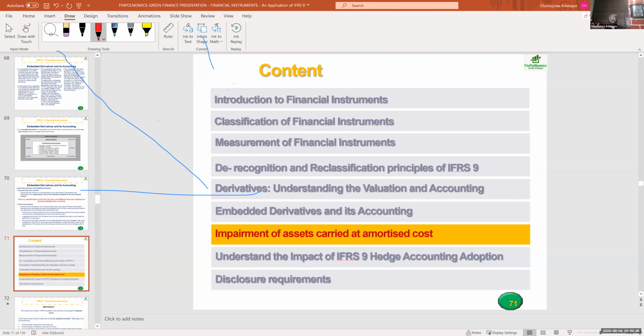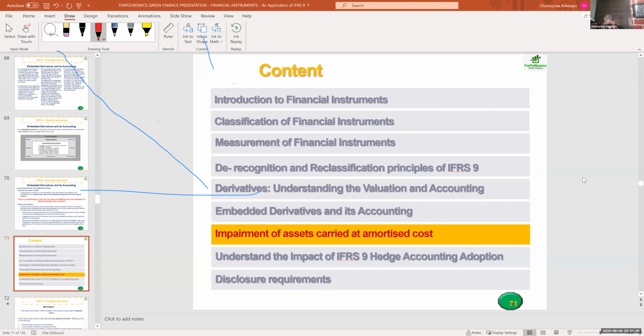At this level, I will entertain questions on derivative contracts and its measurement, and embedded derivative contract and its measurement and accounting. Any question at this level? Kindly raise up your hand if you want to ask a question or you want to make a contribution. Anyone? Okay, no one at this point.